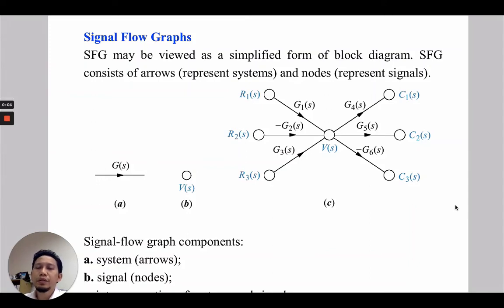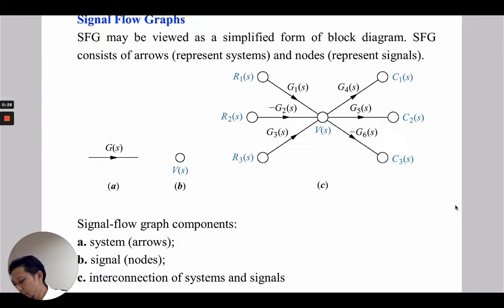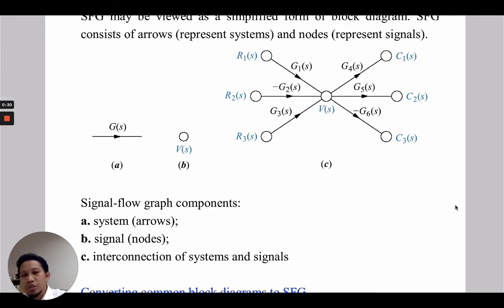Let's continue our lecture with a new topic, signal flow graph. Okay, SFG may be viewed as a simplified form of block diagram, and SFG consists of arrows that represent the systems and nodes that represent the signals. So you can see here in figure A, B, and C. In figure A, you have the system G(s). The system G(s) is represented by the arrow here.